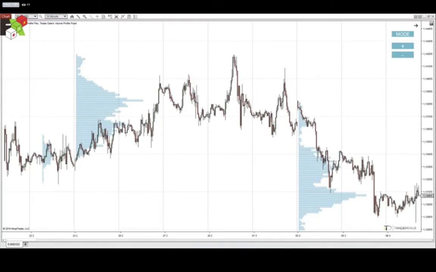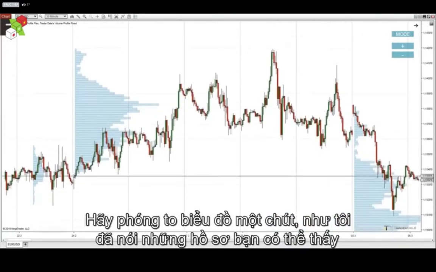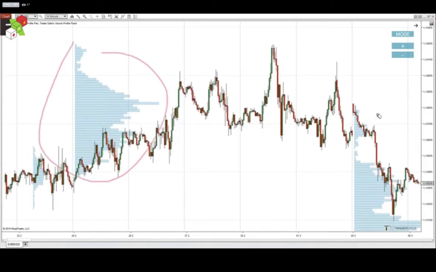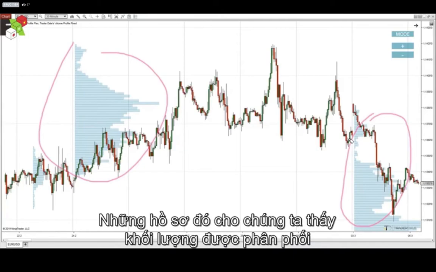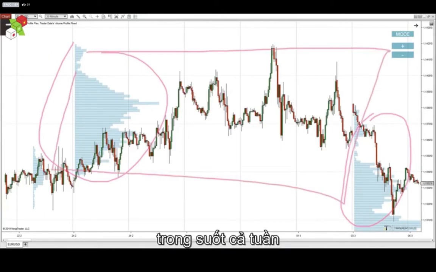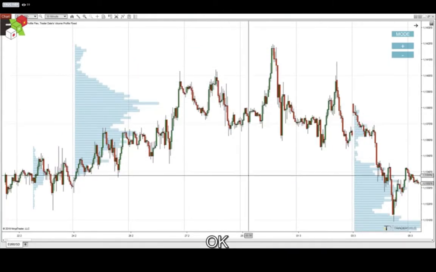Let's have a look at some trading examples. Let's zoom the chart a bit. As I said, those profiles you can see in here or in here, those are fixed weekly profiles. They show us how the volumes were distributed throughout the whole week. Every week a new profile gets printed. Alright?